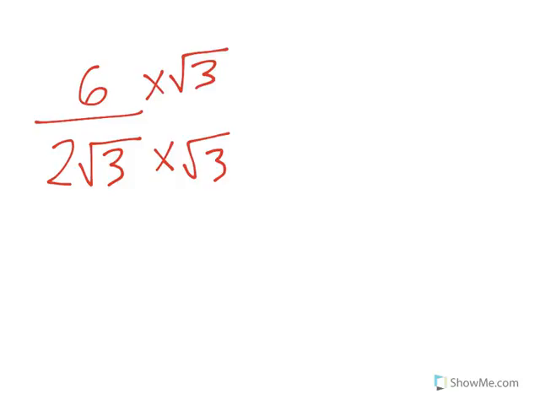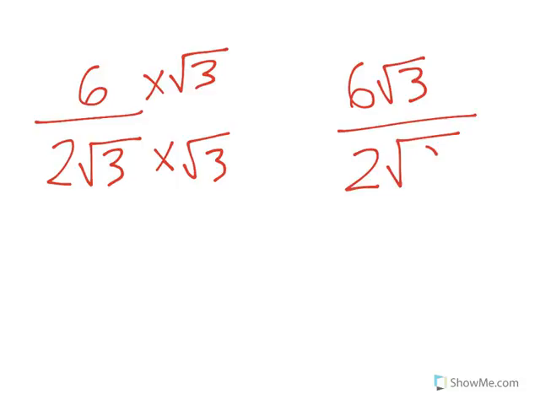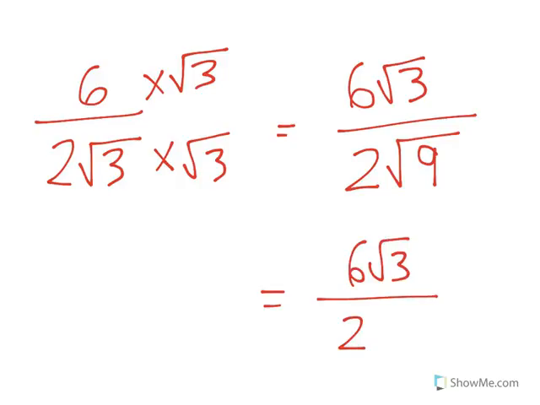And what that's going to create then, on the top is 6 lots of root 3, and on the bottom I'll have 2 lots of root 9. So then I can square root 9, so I get 6 lots of root 3 on the top, and the square root of 9 is 3. So essentially what I get there then, because that was 2 lots of root 9, which means 2 times root 9, I get 2 times the square root of 9 is 3.